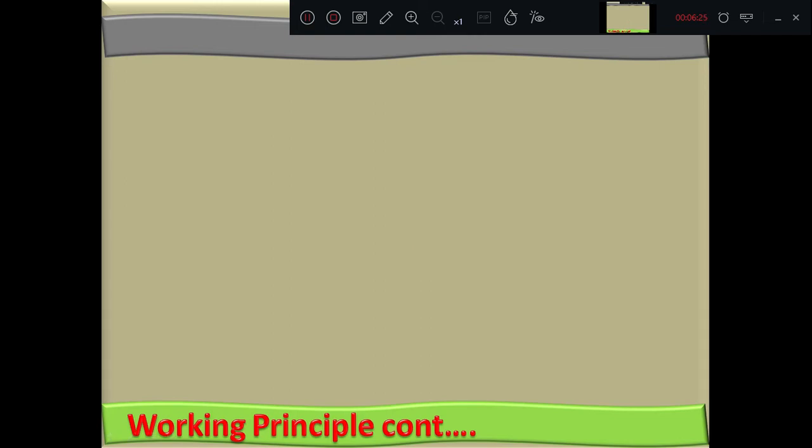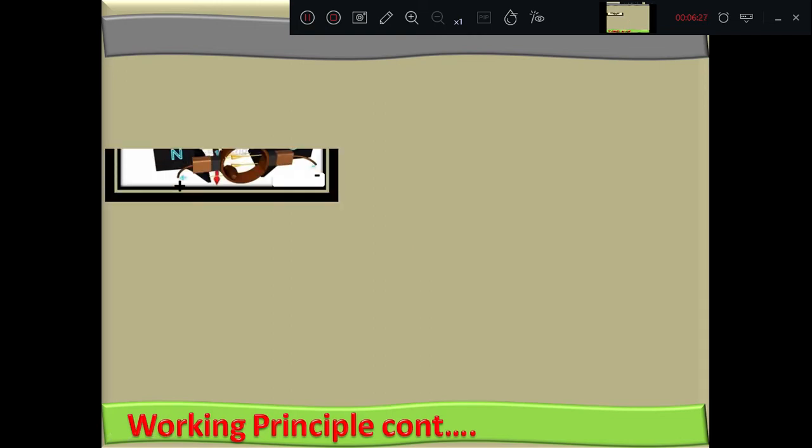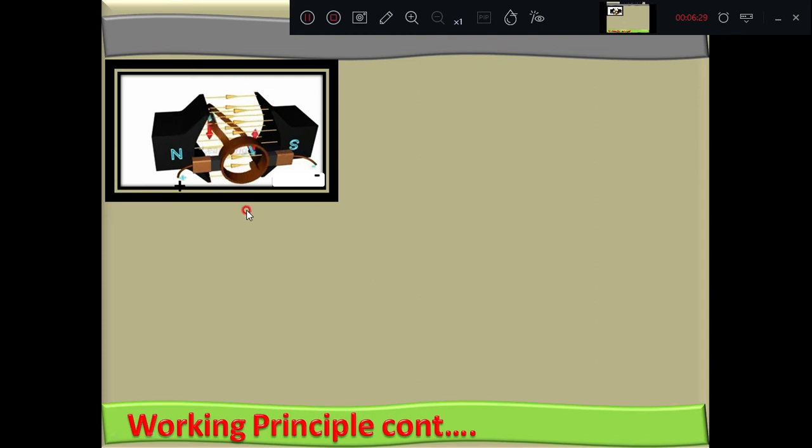Then working principle. I will show you some animation on how exactly it is working. You can see here, I am inputting the electrical energy here, between positive and negative brushes. Because of application of the voltage, the current starts flowing in the armature conductor. Then I have got a magnetic field here, means it is creating a magnetic field here.